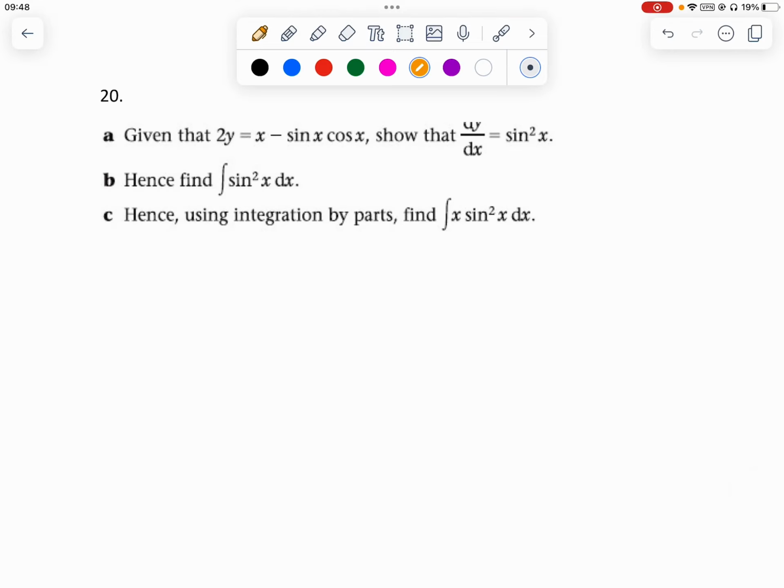Question number 20. Given that 2y equals x minus sine x cos x, show that dy by dx equals sine square x. Hence find the integral of sine square x. Use integration by parts to find the integral of x sine square x.